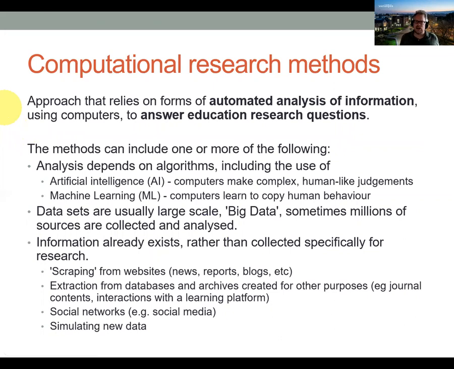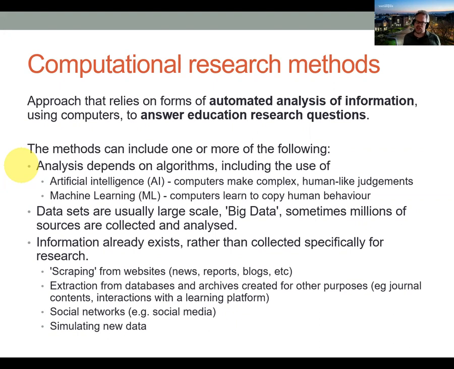And these methods can include one or more of several things. They can be an analysis depending on algorithms, things like artificial intelligence, where computers make complex human-like judgments. Machine learning could come into play, which is basically a regression, but in a more sophisticated way. And data sets often are quite large. Some people will know the term big data, sometimes millions of sources, millions of documents, maybe millions of tweets, all kinds of big data sets that you would want to analyze.